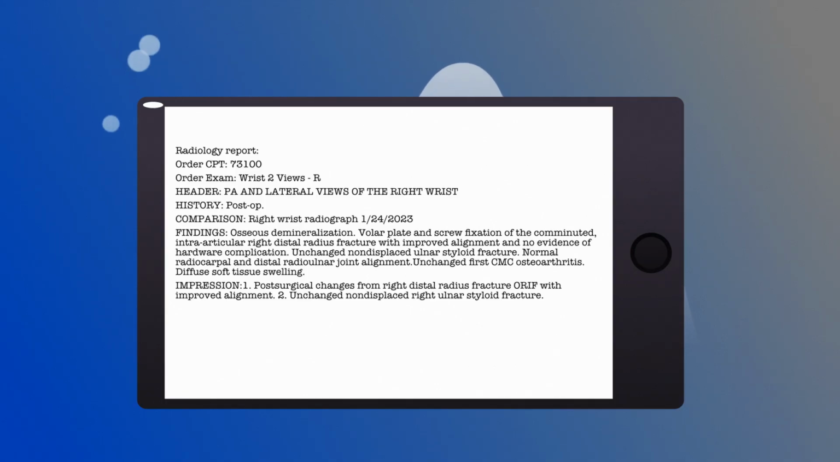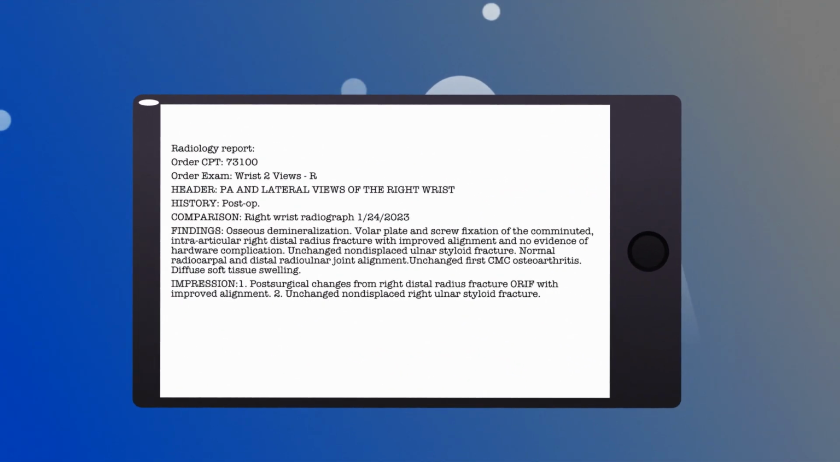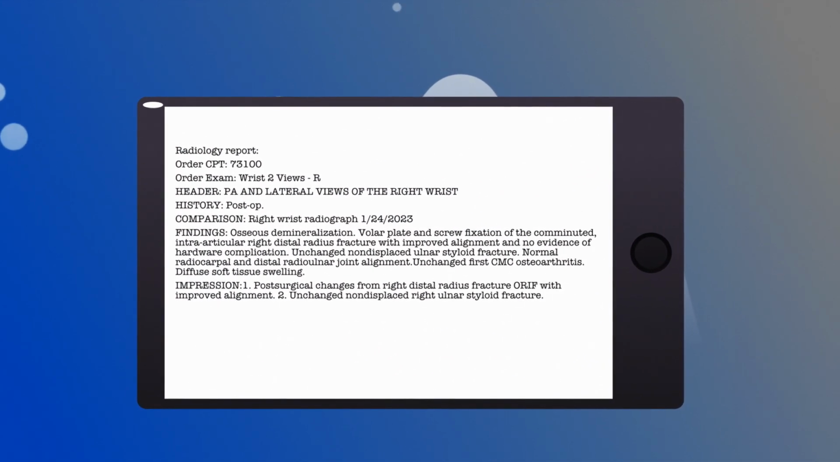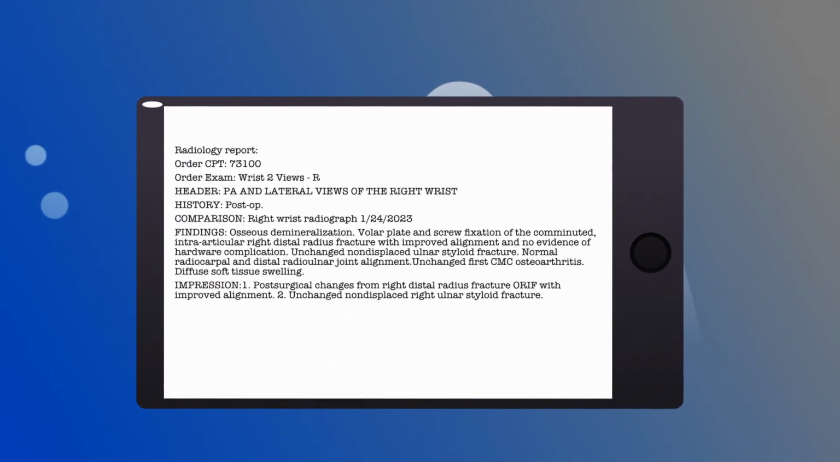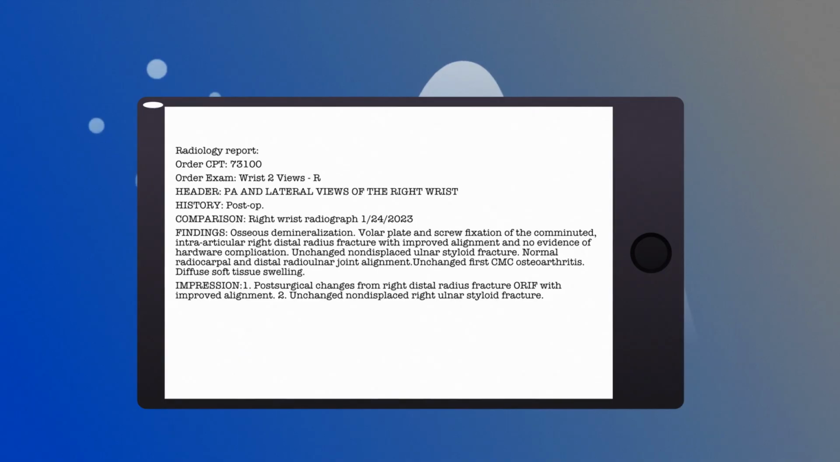Normal radiocarpal and distal radio-ulnar joint alignment. Unchanged first CMC osteoarthritis. Diffuse soft tissue swelling. Impression: post-surgical changes from right distal radius fracture ORIF with improved alignment. Unchanged non-displaced right ulnar styloid fracture. Let's look at the views. PA view, lateral view, that's a total of 2 views. This qualifies for CPT code 73100, radiologic examination wrist, 2 views.